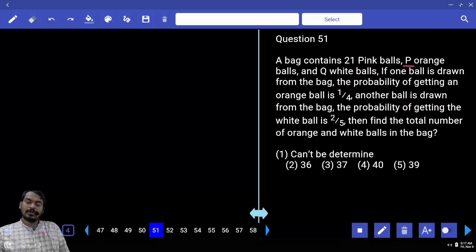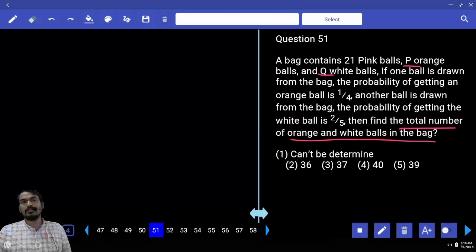How many unknowns are there? 2 unknowns. Then we form the 2 equations or only 1 equation? 2 equations are not. If only 1 unknown, we form only 1 equation. But here how many unknowns are there? 2 unknowns. Again we required the sum of those 2 unknowns or not? Yes or no? What is the question here? Find the total number of orange and white balls. Means we required the sum of P and Q or not? Means we required the 2 unknowns sum.